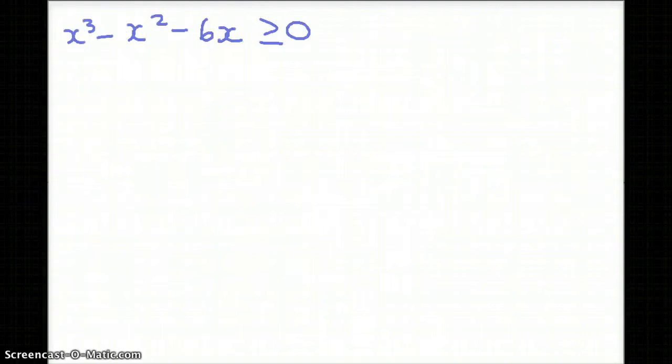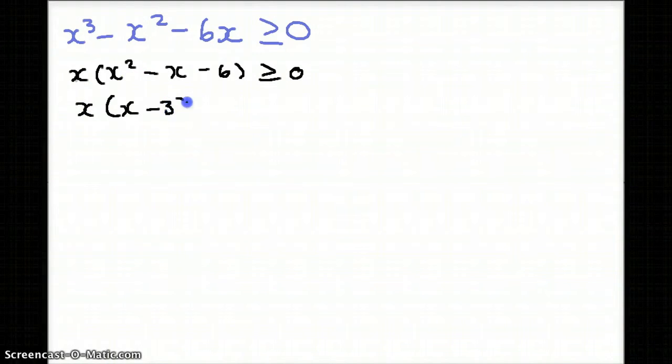Okay, this is the last problem. It might be kind of hard. x cubed minus x squared minus 6x. So we're just going to follow the exact same methods. We're going to factor this first, and we can factor out x. So we have x times x squared minus x minus 6 is greater than or equal to 0, and then we can factor this part out further. So we have x times x minus 3 times x plus 2 is greater than or equal to 0.